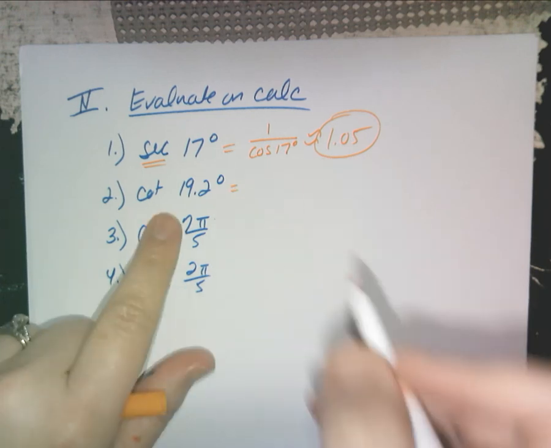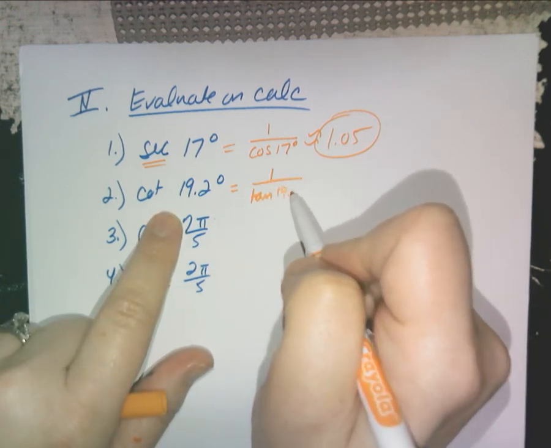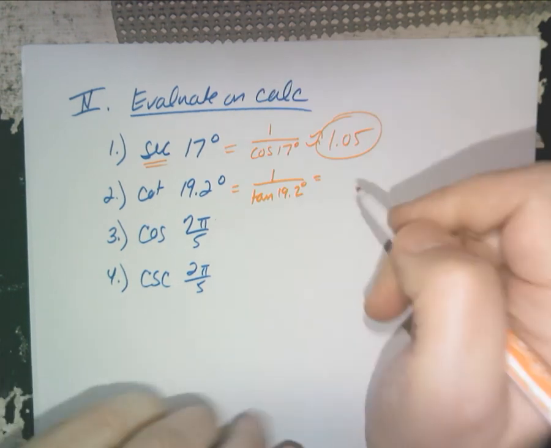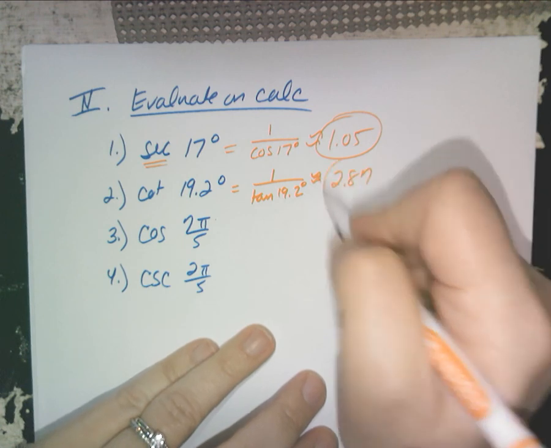Same thing here. Cotangent is really what? 1 over tan, 1 over tan 19.2. So what is it? What'd you get? 2.87, yes. Okay.